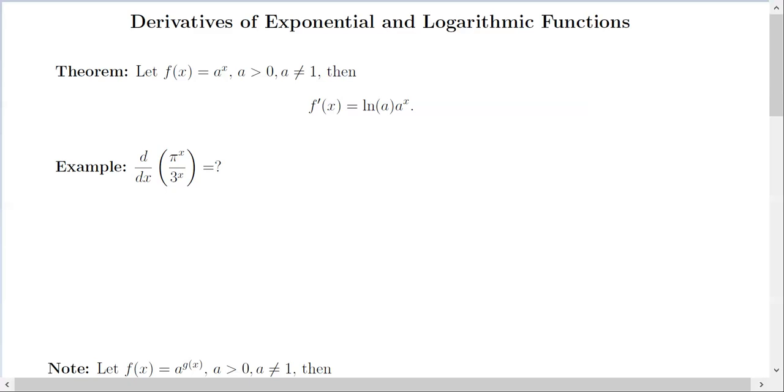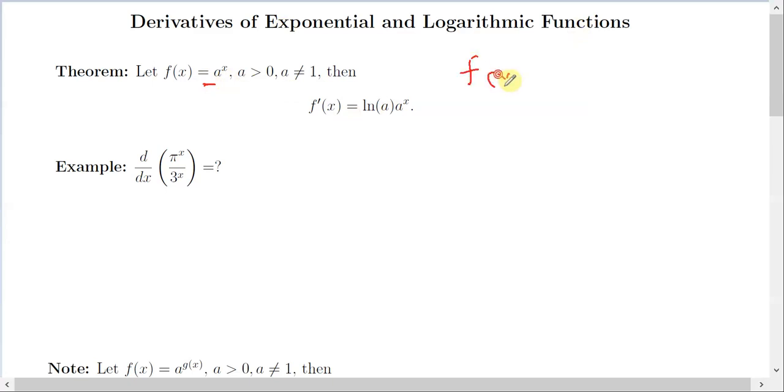The last functions that we will learn to take derivatives of will be the exponential and logarithmic functions. We've already talked about e to the x and natural log of x, but we're going to extend this to all the exponential functions and all the logarithmic functions. And here we have a theorem that says that any a to the x has a derivative of natural log of a times a to the x. And that's very easy to show.